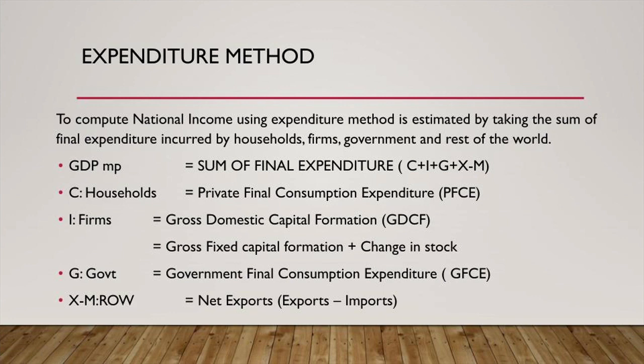G represents the government sector, and there the government final consumption expenditure is included. And the last one is the rest of the world, where the difference between exports and imports, that is net exports. This is used to find out national income using expenditure method.